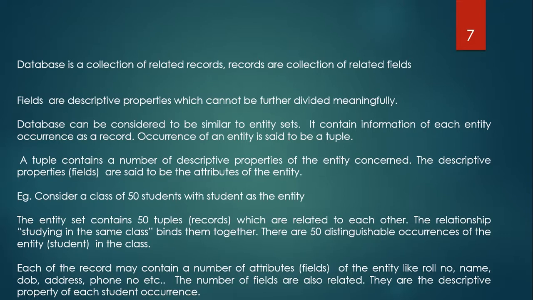Each record may contain a number of attributes, because whenever you are considering a student as an entity, we will shortlist those attributes which need to be there in the database. Earlier I said, once an entity is identified, we will shortlist the attributes. So each record may contain a number of attributes of the entity, and thus for the student entity, the roll number, name, date of birth, address, phone number, etc. can be the attributes. The fields are also related, because they are the descriptive properties of each student for each entity occurrence. That means for each student we will have the name, roll number, date of birth, address, etc. of the corresponding student.